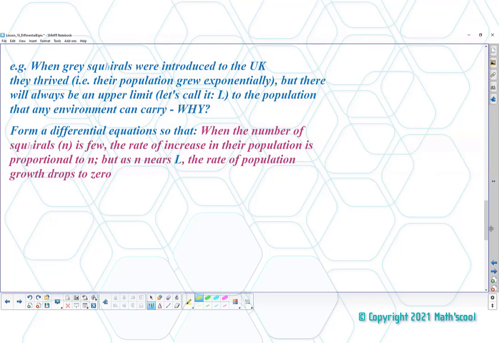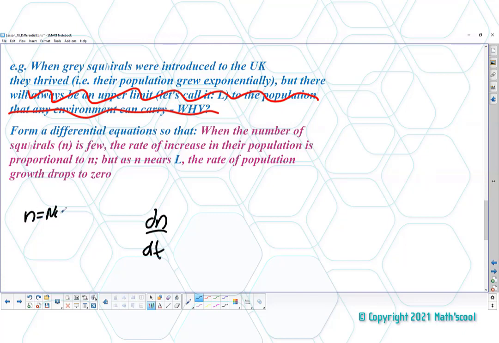So if there was no limit, I would say our model should just be a simple model. If there was no upper limit, then I would just say our simple model would be dn by dt, where N is the number of squirrels, and t is the time. dn by dt equals kn. Why? Because the more squirrels there are, the more babies they'll have.